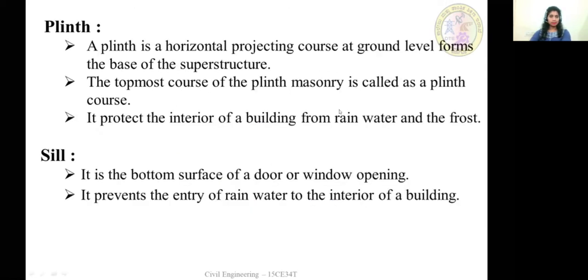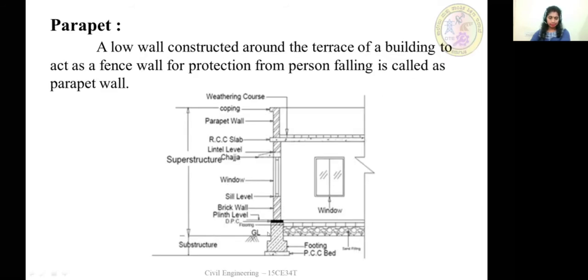Next, plinth. I already explained. A plinth is a horizontal projecting course at ground level that forms the base of the superstructure. The topmost course of the plinth masonry is called the plinth course. It protects the interior of a building from the rainwater and the frost. See, here is the plinth level. It is provided at the ground level. It is a base course of the building. Above this, we can provide flooring and concrete works.